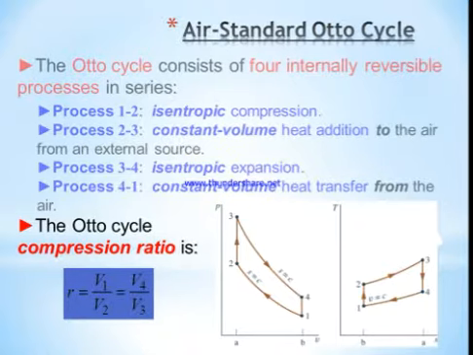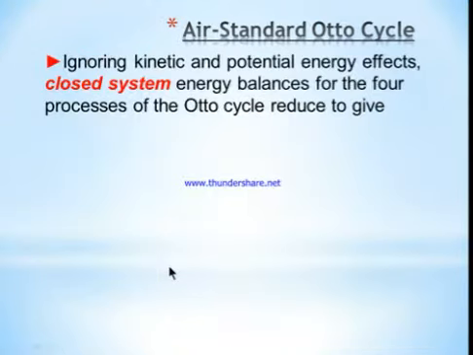Now the compression ratio. Compression ratio is the maximum volume divided by the minimum volume. So here you can see V1 is greater and V2 is less. So V1 divided by V2, maximum volume divided by lower volume. In the PV diagram, V4 is the maximum volume and V3 the lower volume, so V4 divided by V3 is the compression ratio.